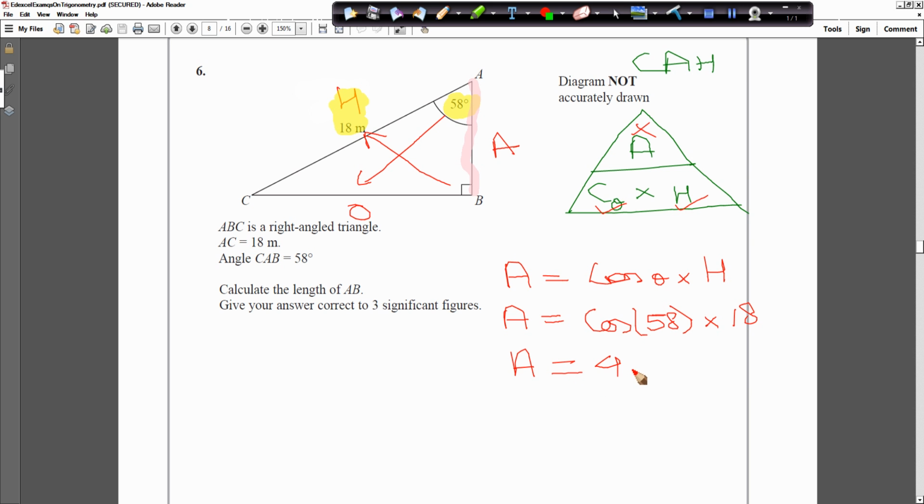Okay, ladies, what do you get for that answer? 9.54. 9.539, which you round off to 9.54. So your final answer for the adjacent, which is actually AB. Remember, the A is adjacent, yeah? So the final answer will be 9.54. That's excellent, ladies. 9.54 meters. Okay, that's lovely, folks, for number 6.